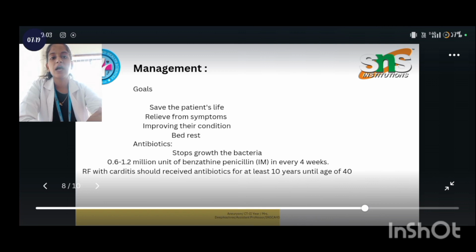And last, coming to the management for RHD. First, as a physician assistant, we have some goals, right: to save the patient's life. So what are the goals? We need to help the patient recover, which means first saving the patient's life, relieving symptoms, and improving their condition. So antibiotics.